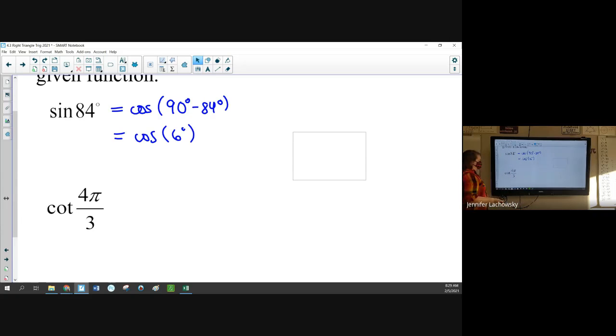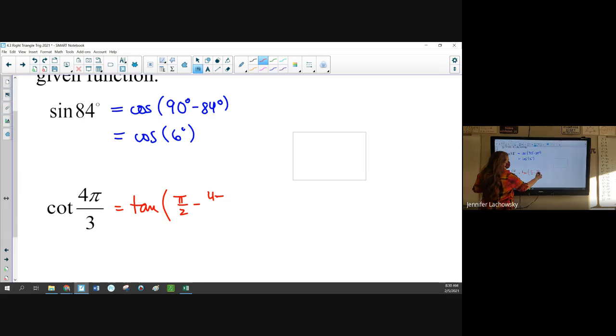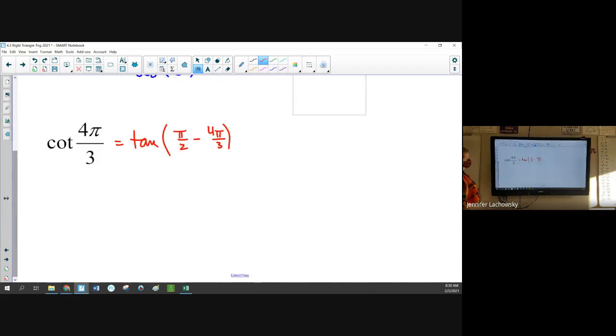So write down cotangent of 4 pi over 3. Now 4 pi over 3 is over 90 degrees, right? Let's see if this still works out. Cotangent, cofunction is what? So what do I put as the angle? Okay, 4 pi over 3? Well, what is pi over 2 minus 4 pi over 3? How do we subtract these two?